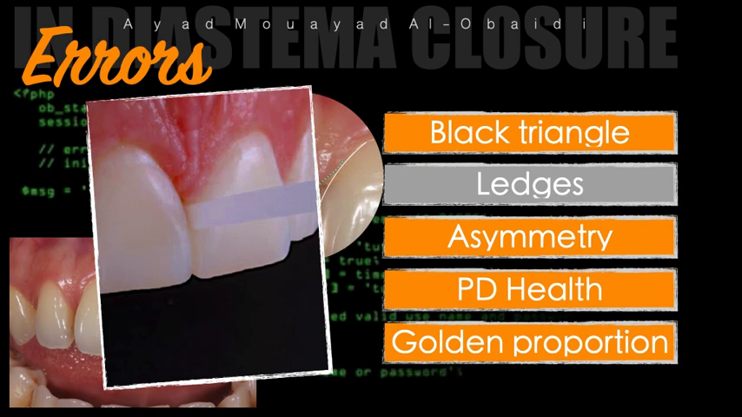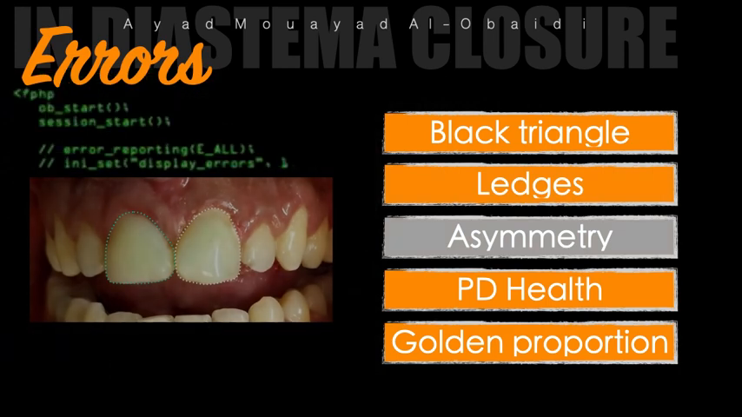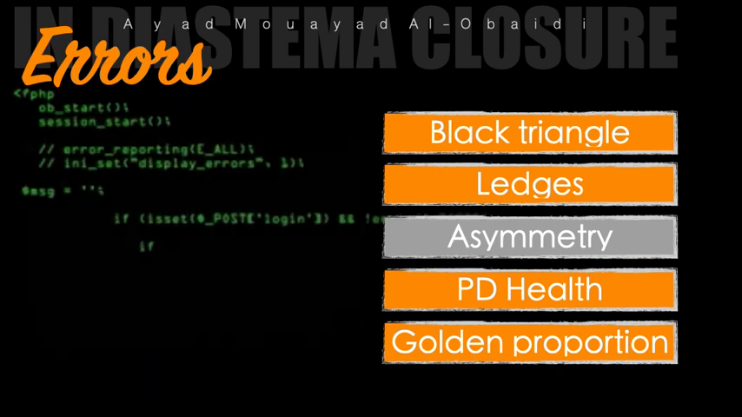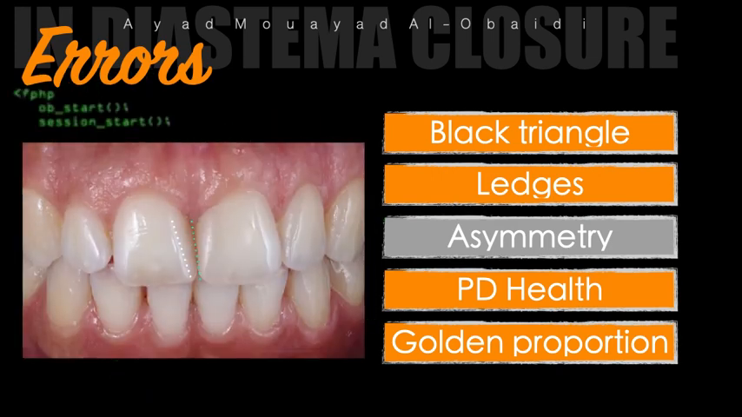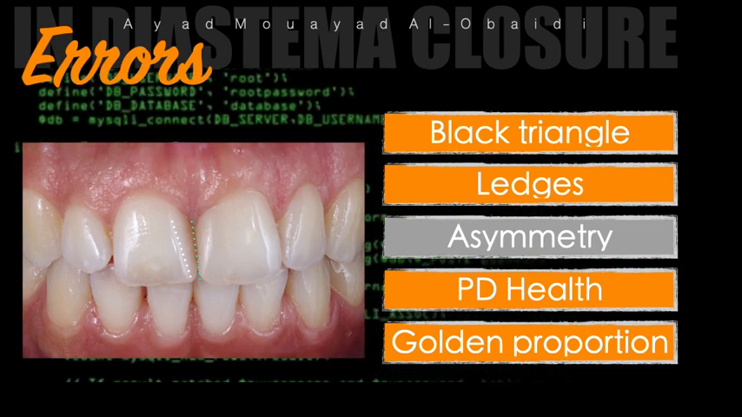Asymmetry. When we have asymmetry in the size or the shape of the teeth, or even shifting midline, or canting in the midline, some of these cases can be treated easily by using dental illusion, by making finishing and polishing, but unfortunately most of the cases should be repeated to correct all these problems.